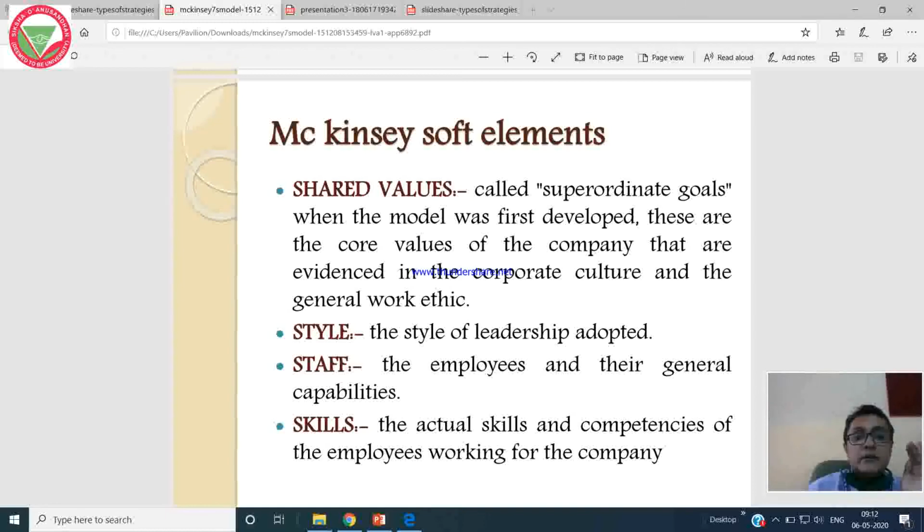Then, the style of leadership adopted. We will be discussing the style of managerial level, the style of leadership. There are various types of it, and what type of leadership is being adopted. If you try to remember in our principles of management subject, while discussing the types of leadership, generally there are three types of leader. One is the autocratic leader, one is the democratic leader, and another one is the free rein leader or laissez-faire leader. Free rein and laissez-faire are the same thing.